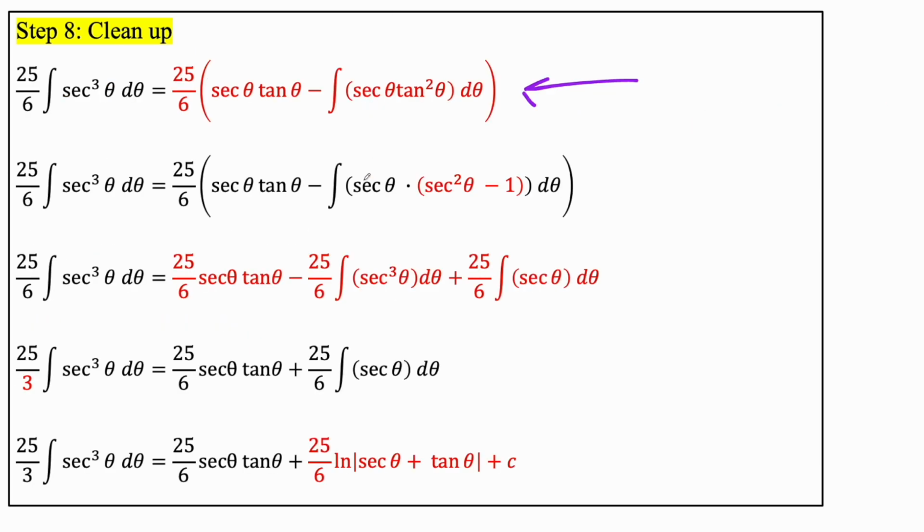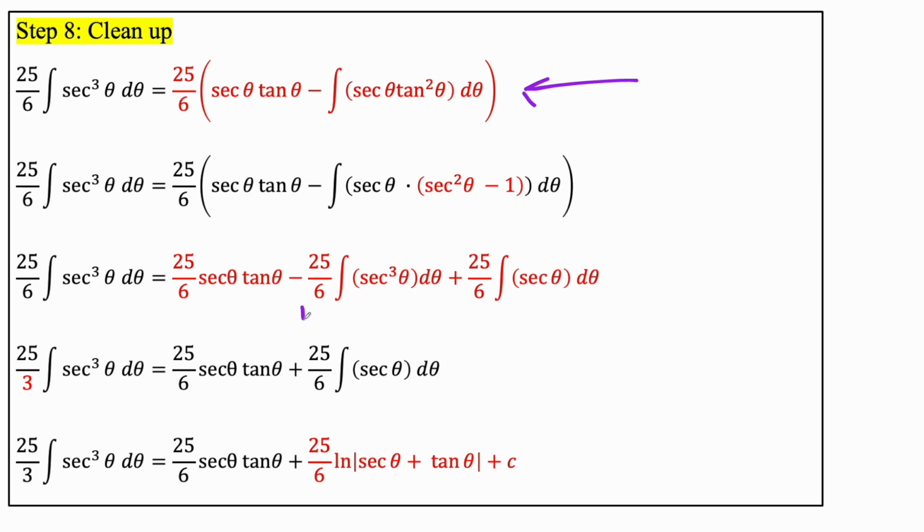So I'm going to keep my secant theta times, instead of saying tan squared theta, we know tan squared theta is equivalent to secant squared theta minus 1. From here, I'm going to use the distributive property. So this 25 divided by 6 goes to every single piece. That's why it's everywhere. Likewise, negative secant theta times secant squared theta gives us a negative secant cubed theta. And negative secant theta times negative 1 gives us a positive secant theta.